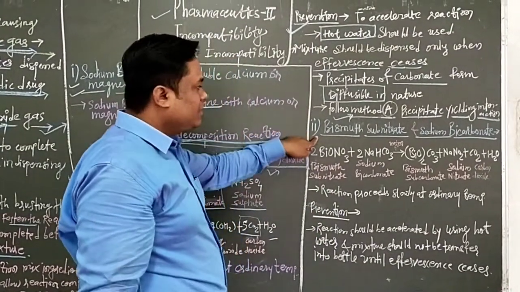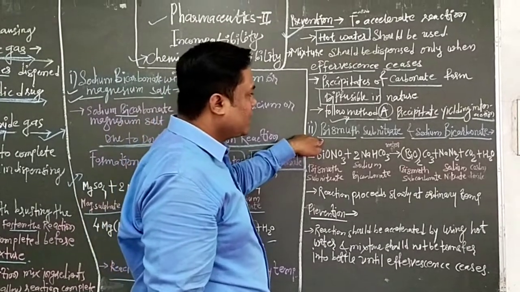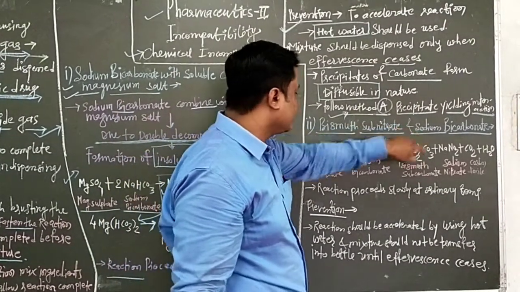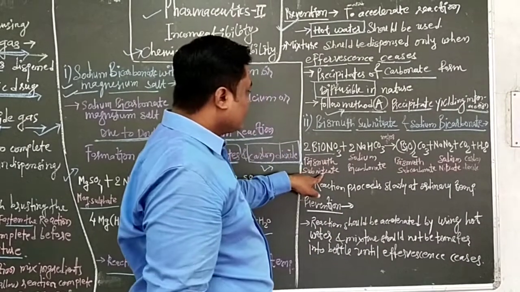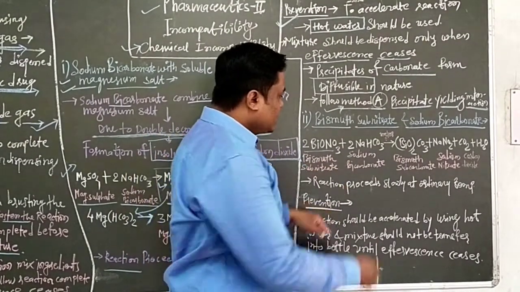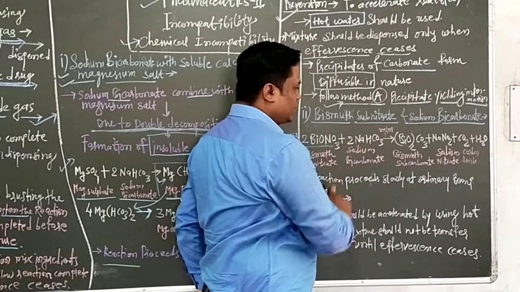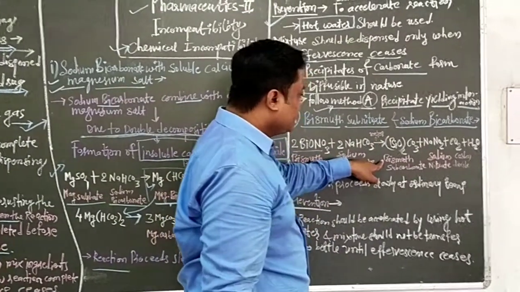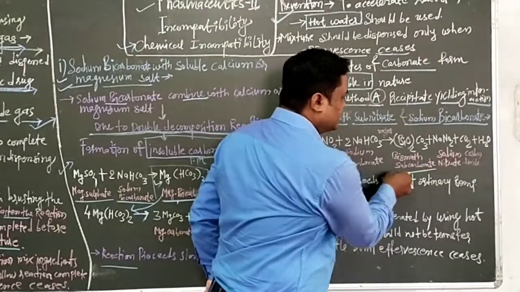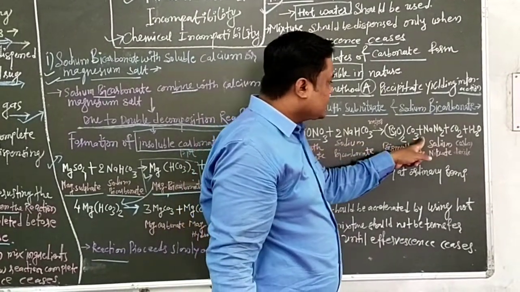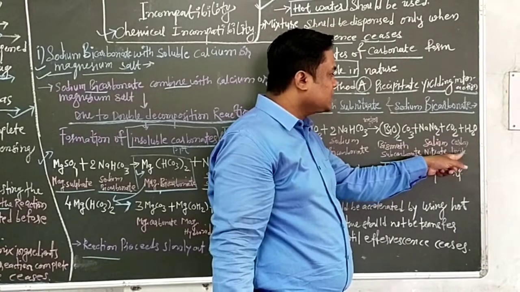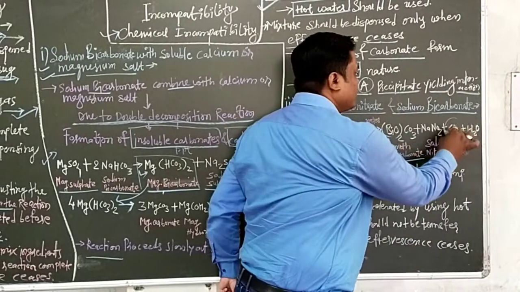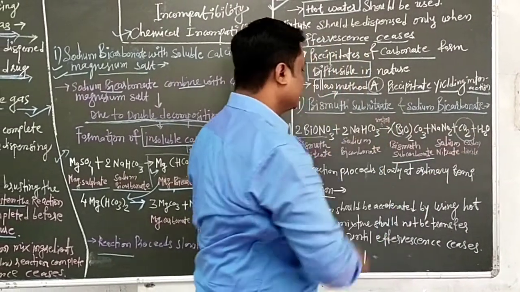We take the second example, that is bismuth subnitrate reacted with sodium bicarbonate. This is bismuth subnitrate. When it is combined with sodium bicarbonate in presence of water, it forms bismuth subcarbonate, plus sodium nitrate, plus evolution of CO2 gas and H2O. Means there is a formation of this CO2 liberation.